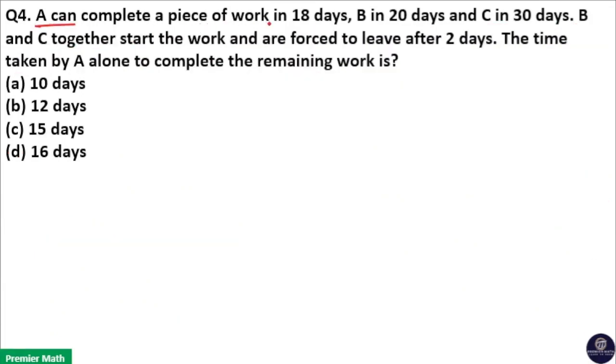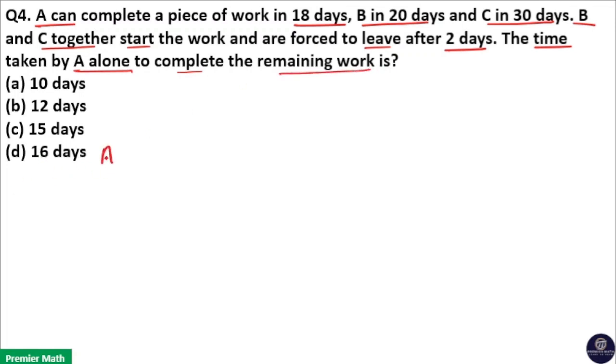A can complete a piece of work in 18 days, B in 20 days, C in 30 days. B and C together start the work and are forced to leave after 2 days. The time taken by A alone to complete the remaining work is?